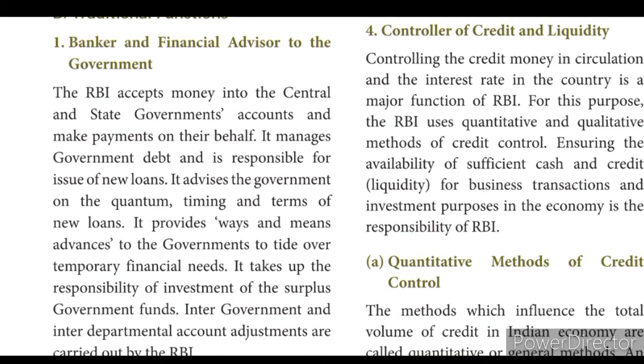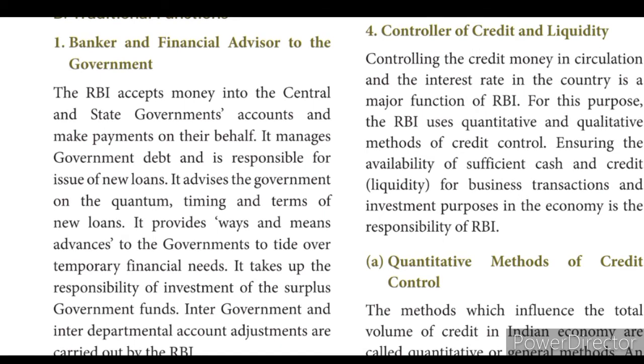Controlling the credit, that is, the credit money in circulation, and the interest rate in the country are major functions of RBI. So how the money should be circulated, what interest must be fixed for that, when you give a loan, how much interest you can fix, all that is done by RBI only. For this purpose, what do they do?